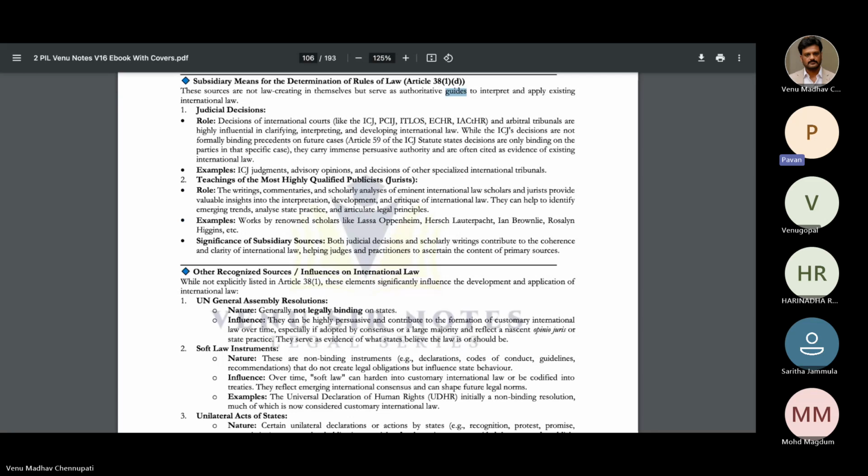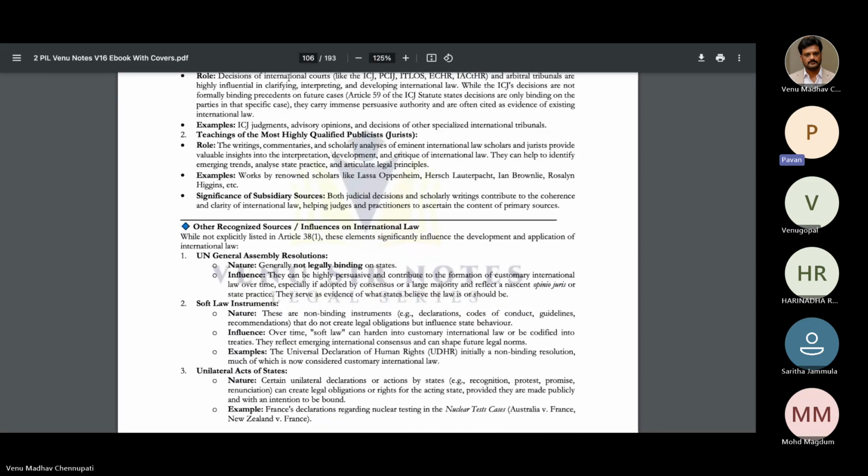Examples: works by renowned scholars like Lassa Oppenheim, H. Lauterpacht, Ian Brownlie, Rosalind Higgins, etc. The significance of subsidiary sources: both judicial decisions and scholarly writing contribute to the coherence and clarity of international law, helping judges and practitioners to ascertain the content of primary sources.